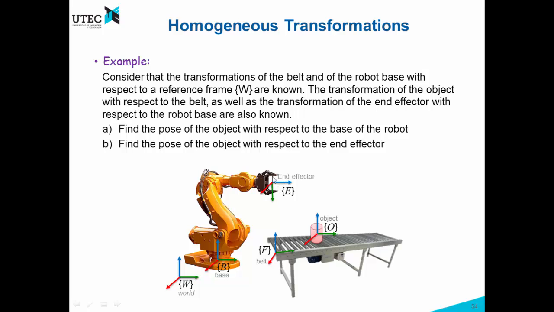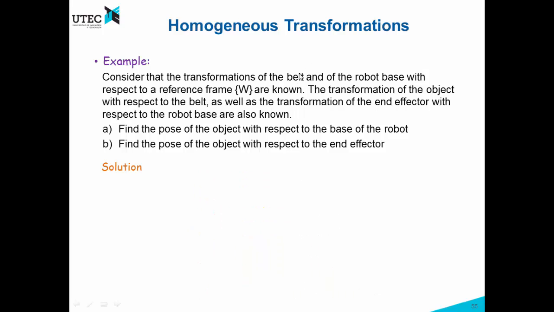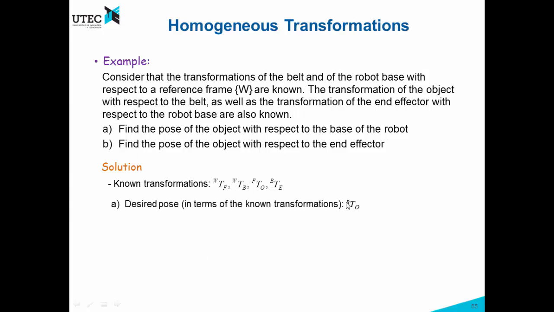Because if we want to be able to grasp this object, we have to be able first at least to make the frame of the end effector be coincident with the frame of the object. Now what do we know? We know the transformations of the belt and of the robot base with respect to W. So we know these two. And we also know the object with respect to the belt, and the end effector with respect to the base. So we want to find the pose of the object with respect to the base.